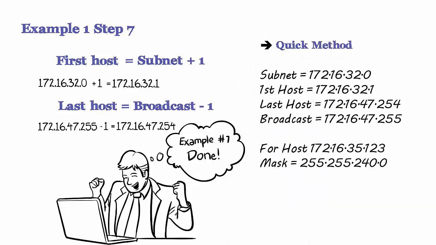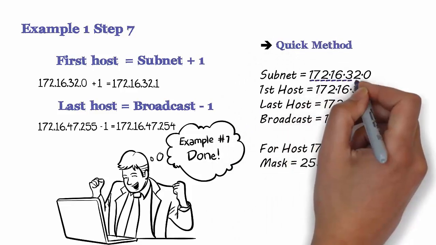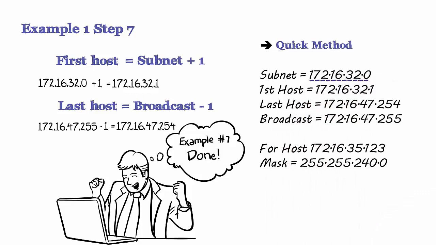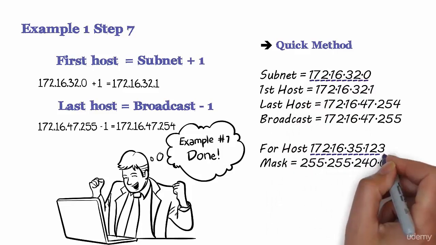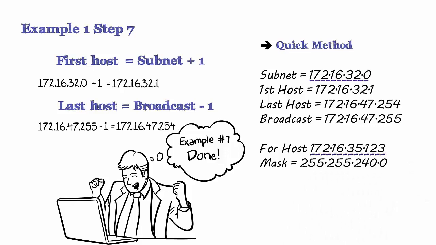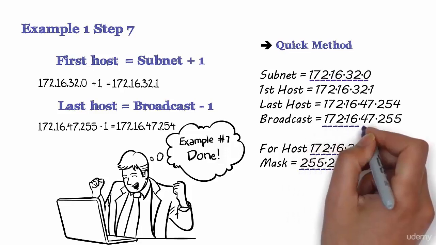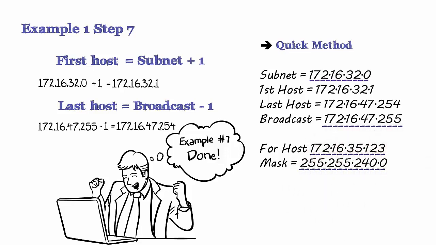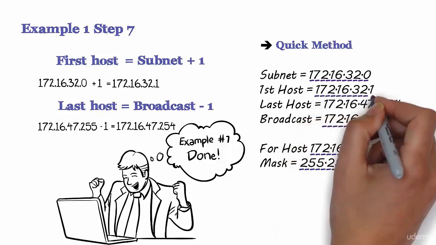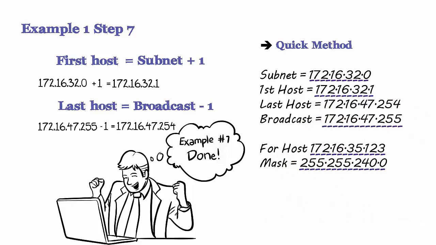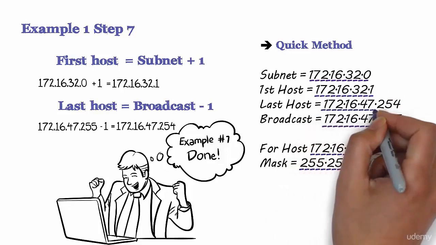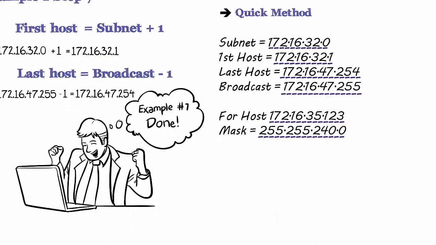So to summarize this example, 172.16.32.0 is the subnet for host 172.16.35.123 with a subnet mask of 255.255.240.0. The broadcast is 172.16.47.255, and the first host is 172.16.32.1, and the last host is 172.16.47.254.